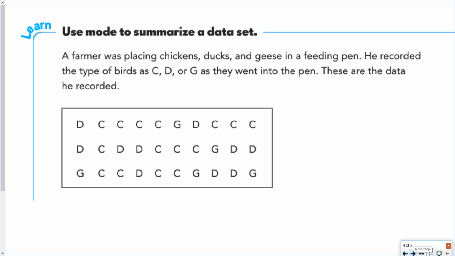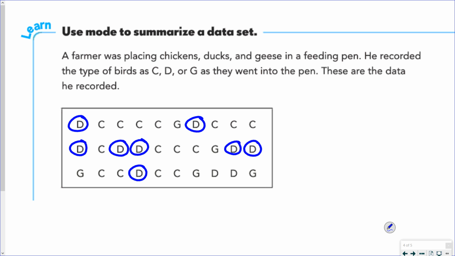So if we want to find the mode, we would have to see which one occurs the most. Okay, so let's just do some counting here. So let's count the ducks. So D's. 1, 2, 3, 4, 5, 6, 7, 8, 9, 10. Unless I missed any, I'm going to double check, make sure I didn't miss any. So for ducks, we have 10.